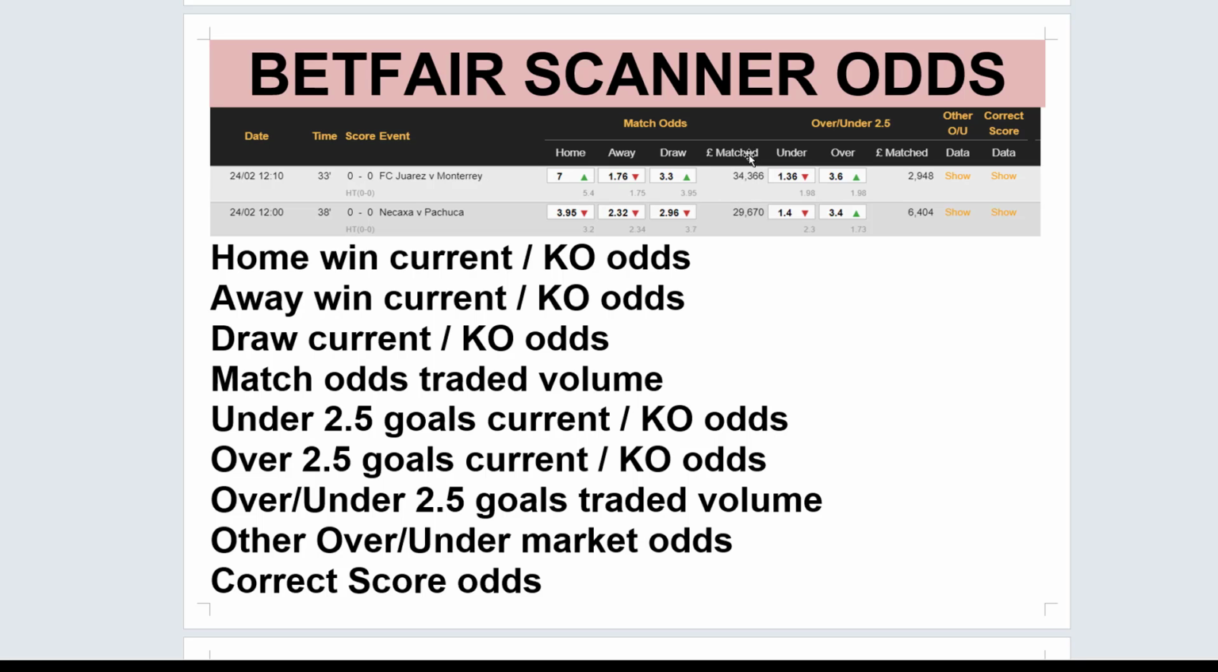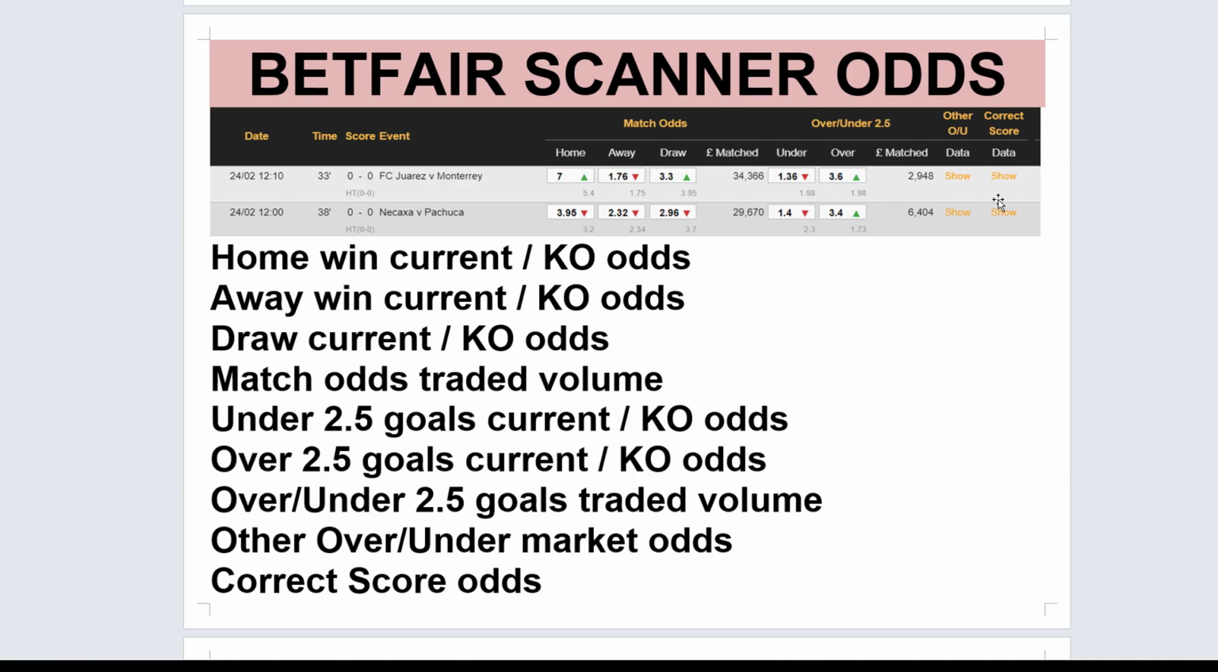It also shows the amount matched on this market. And that can be useful to know if there's going to be enough liquidity there for the staking levels that you want to use. It also shows the over and under 2.5 goals market and the amount matched on that. And again, it has the pre-match prices as well.